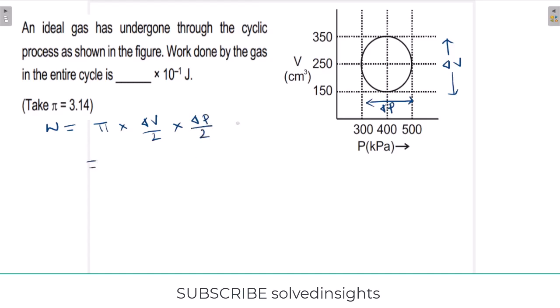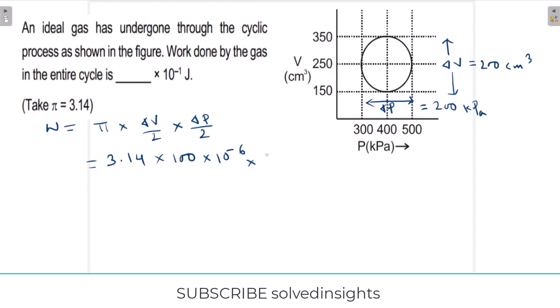Now the values of delta V and delta P are the same, so delta V is equal to 350 minus 150, that is 200 centimeter cube. So delta V by 2 is 100, so pi is 3.14 into delta V by 2, that is 100 centimeter cube. Now if we change the unit from centimeter to meter, that is 10 to the power minus 6 meter cube. And the pressure delta P is equal to 500 minus 300, that is 200 kilopascal, because the pressure is given in kilopascal.